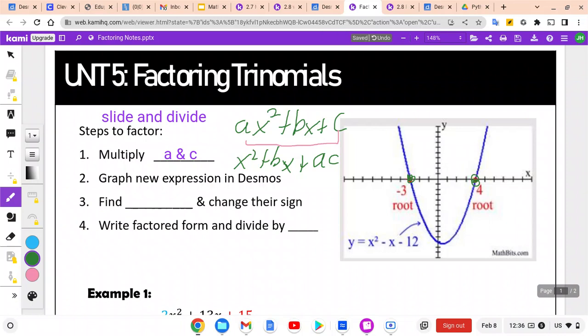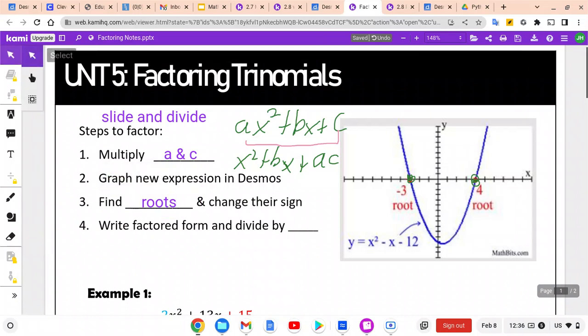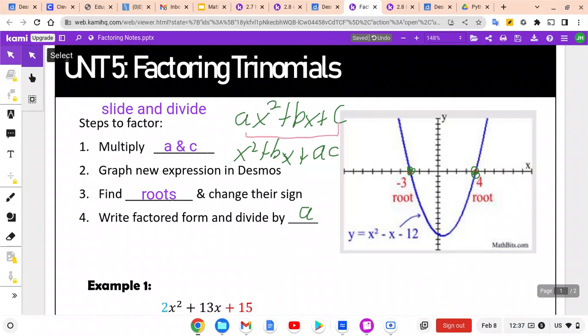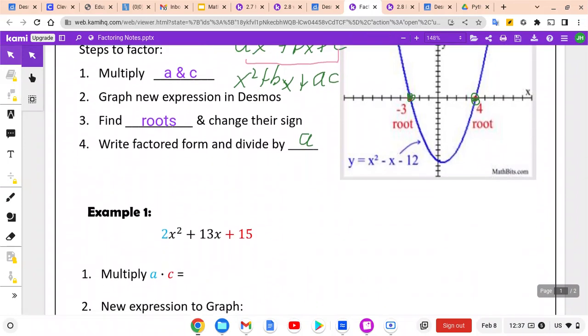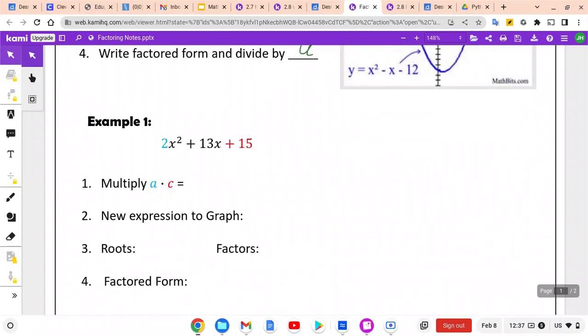All right? So you find the roots. And these are basically just the zeros. And what you're going to do is change their sign. All right? And then we'll write it in factored form and divide by a. Now, if that doesn't make sense, just hold on, and hopefully it'll all become clear. But these are the steps to factor and undo a trinomial and separate it into two binomials.